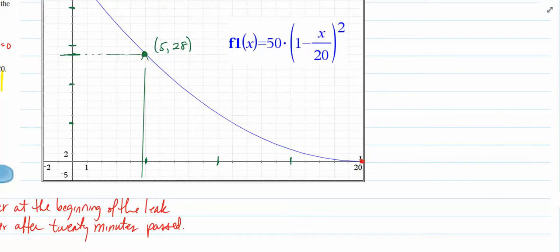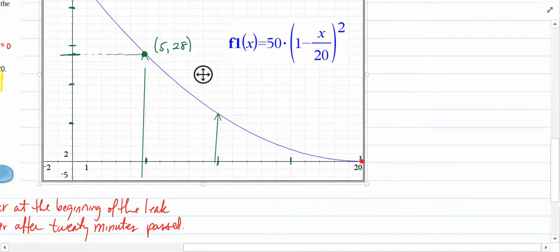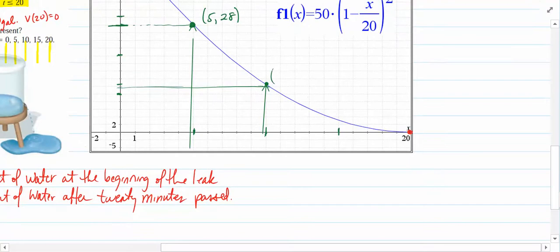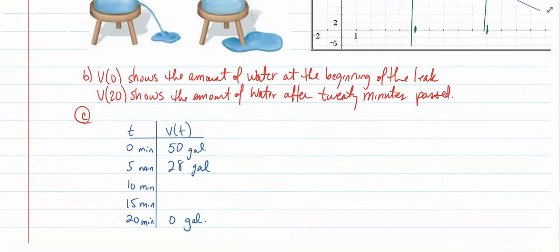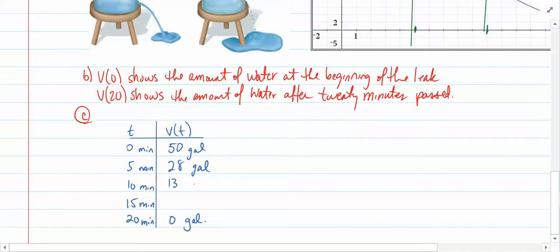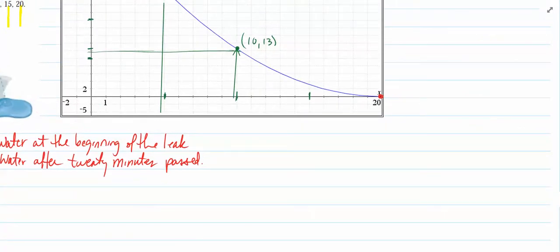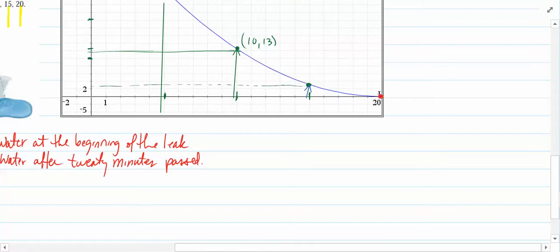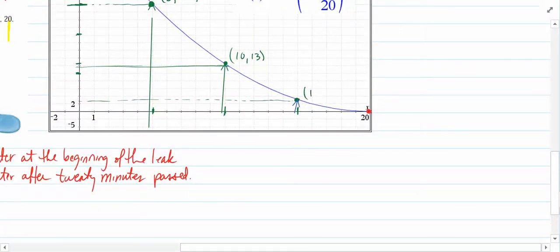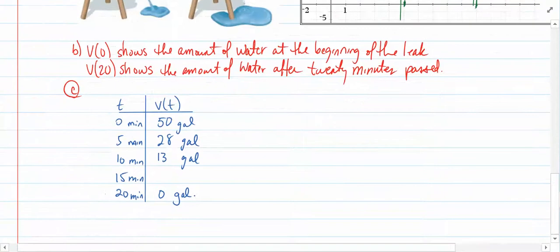Let's see what we have left after 10 minutes. Now, this point is just above this hash mark here, so we're going to look straight across. This is about equal to 12, maybe a little bit higher than that, so we'll call this one 13 gallons. So after 10 minutes, we have 13 gallons that are left. And then lastly, after 15 minutes, we're at this point here. Again, right in the middle between these two. And that's about 3 gallons. So after 15 minutes, we're down to about 3 gallons of water.